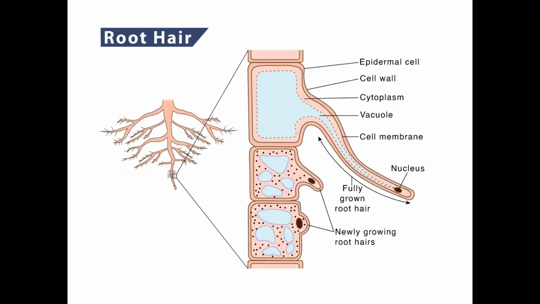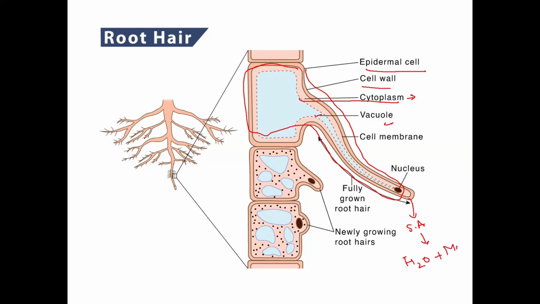Let's understand this with the help of an image. This is the epidermal cell, the cell wall, the cytoplasm, the inner jelly-like substance, the vacuole, the space inside the cell membrane, and the nucleus. So this entire thing is a root hair cell: the root cell plus its hair. Why is this hair present? To increase the surface area, leading to more rapid absorption of H2O plus minerals.